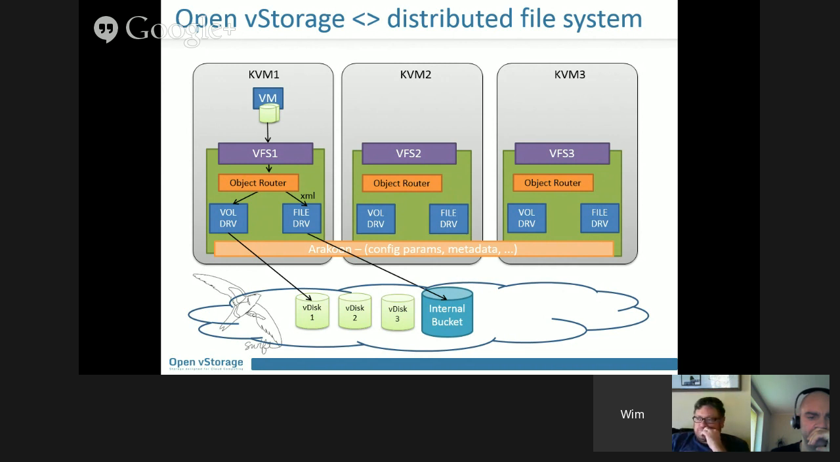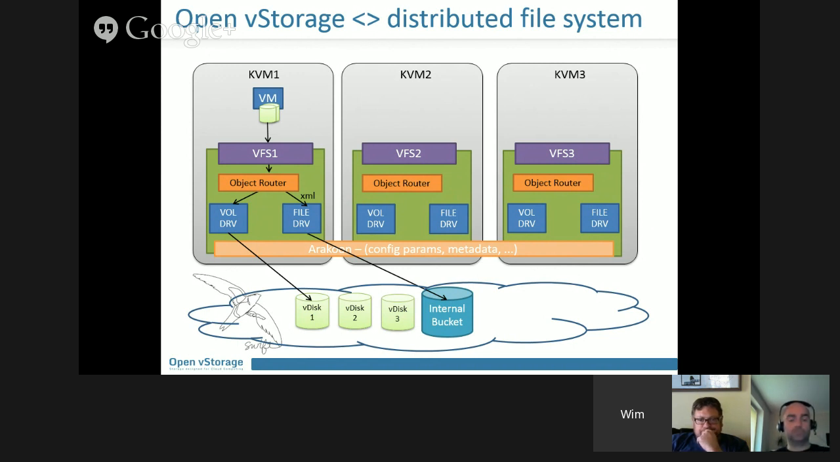So it's very important to see that first, we are not a distributed file system, and second, because every host has its own virtual file system, you can be much more performant, because you don't have to replicate all the data across all the nodes. So first, we are not a distributed file system, and secondly, KVM host 1 is writing its data to virtual file system 1.